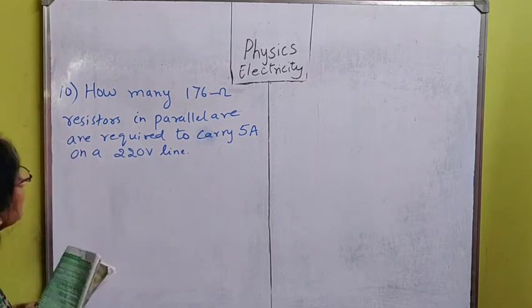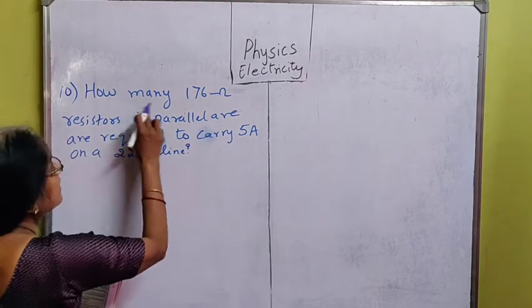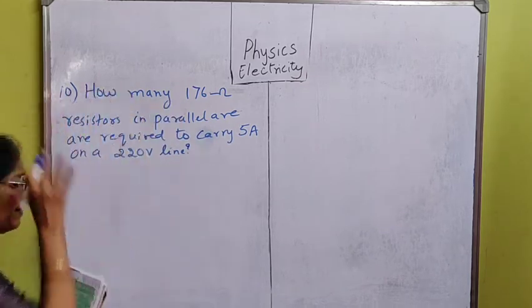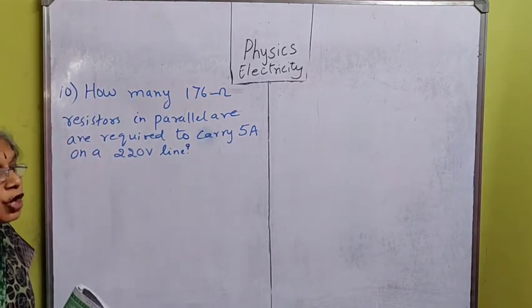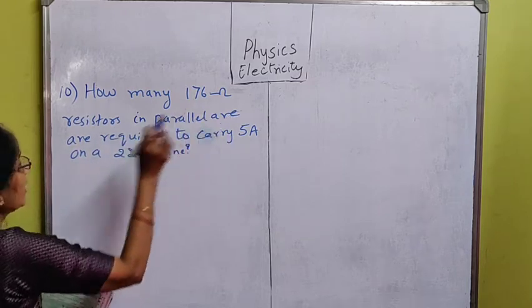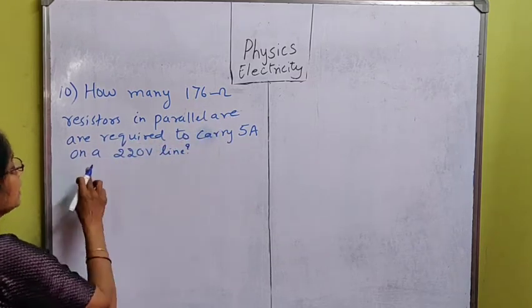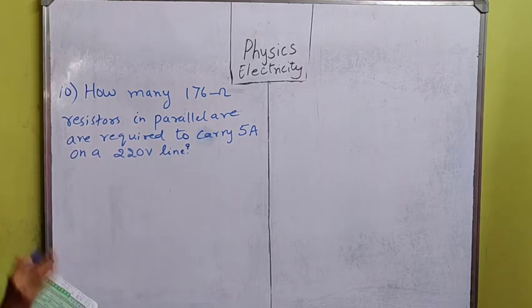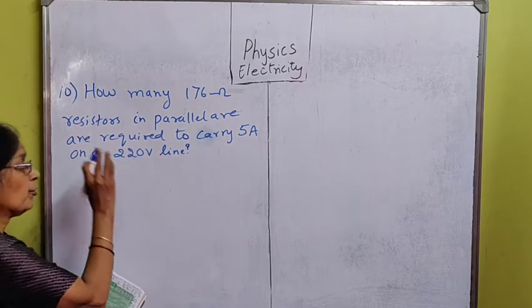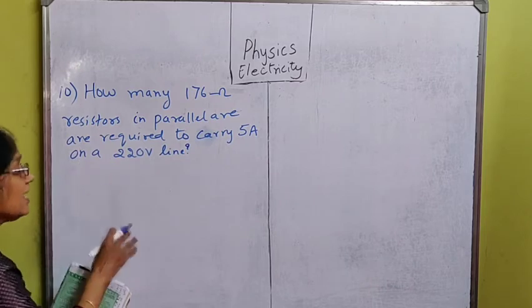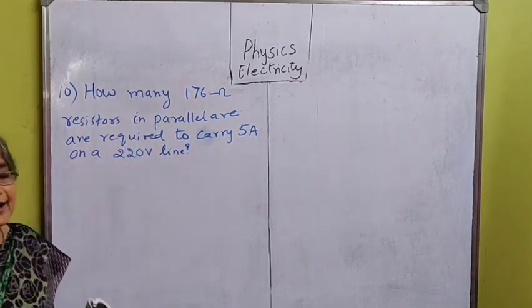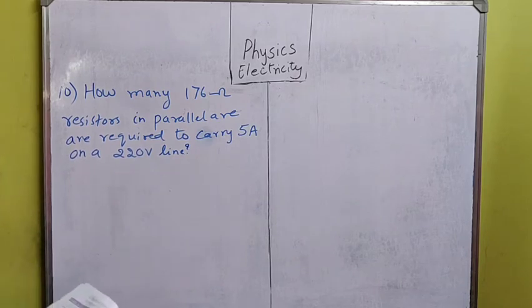Let us once again read. How many 176 ohm resistors? So there are many 176 ohm resistors. We don't know how many there are. In parallel are required to carry 5 ampere on a 220 volt line. So current is given, potential difference is given and the resistance of the resistors is given. All the resistances are 176 ohm.